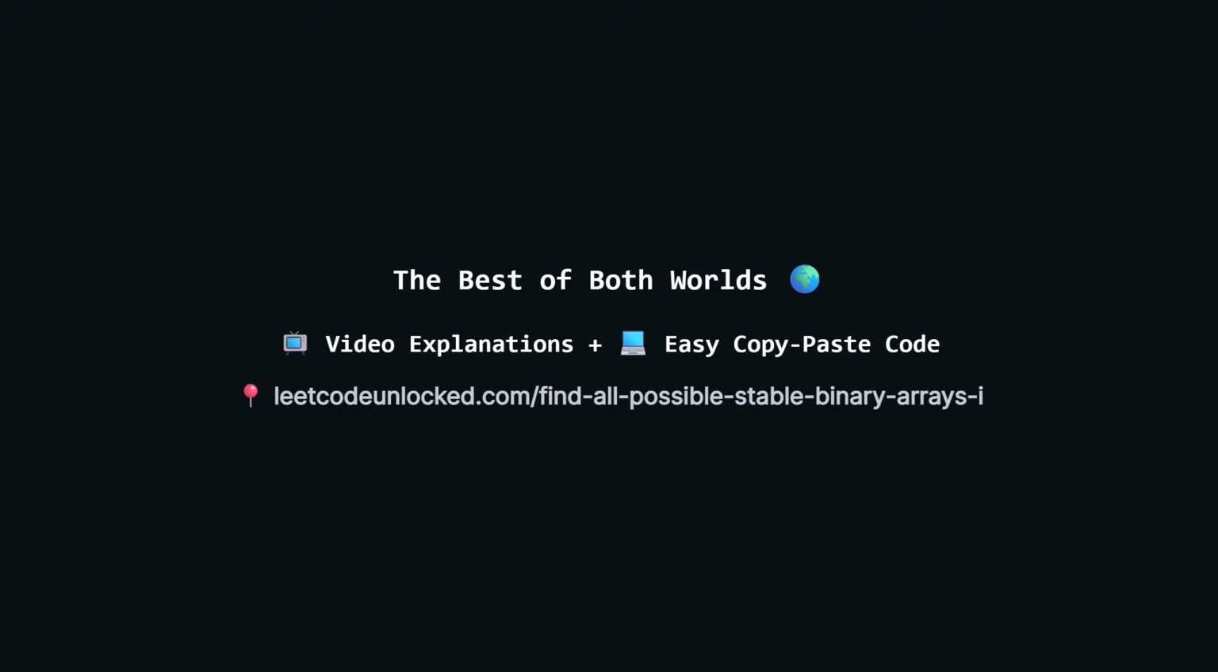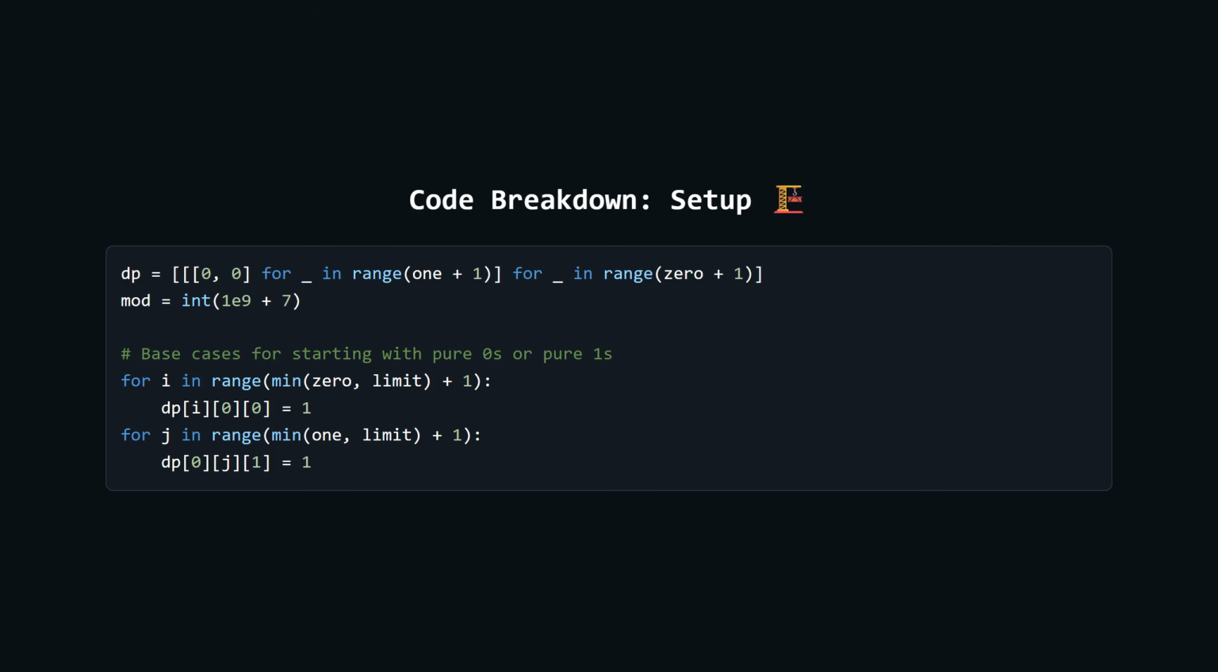Now getting back to the explanation. First, we set up our three-dimensional table. The dimensions represent the number of zeros, the number of ones, and that final 0 or 1 slot tells us what the sequence ends with. We also define our modulo value to keep our numbers from getting too massive. Then, we fill in our base cases.